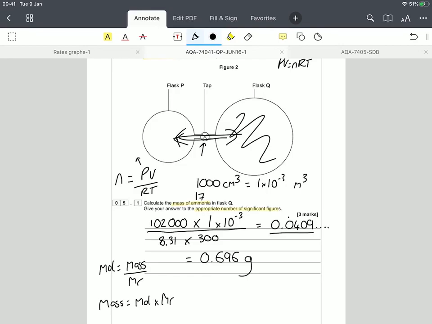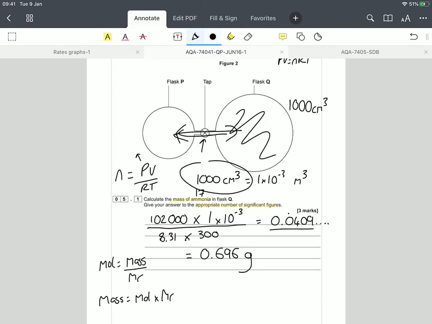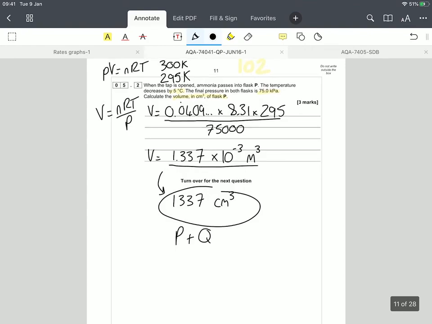So this number suddenly becomes important again, because we know that flask Q, we were told at the very beginning, has a volume of 1,000 centimeters cubed. So it's the difference between them. So subtract 1,000 centimeters cubed. Answer: 337 centimeters cubed. That's the total volume minus Q, so that's the volume just for flask P. Woo!